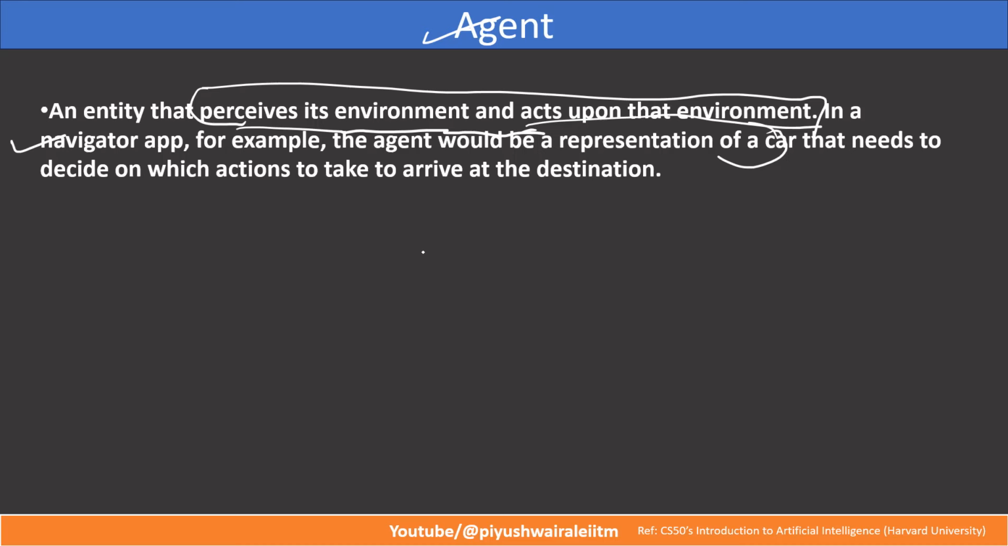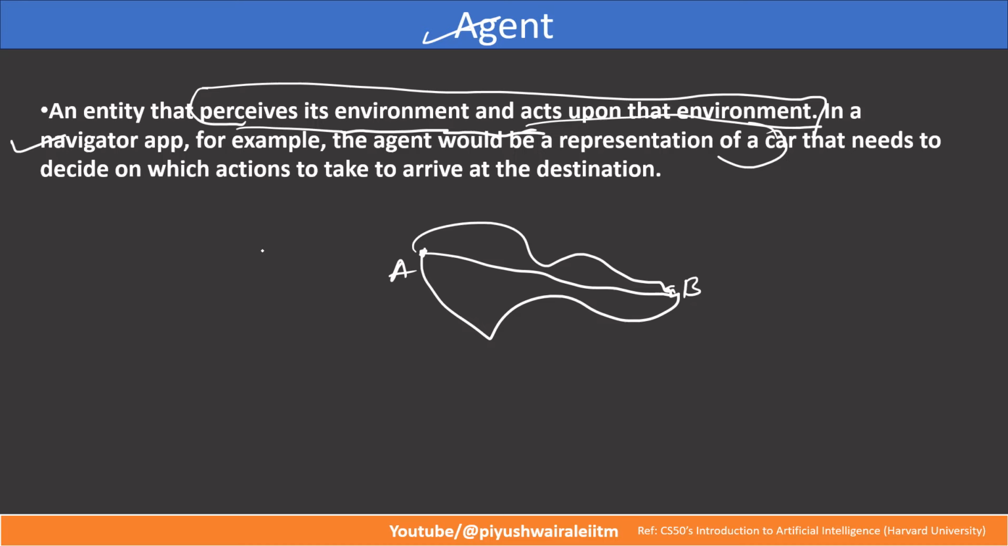Suppose this is point A, this is point B, and these are our three routes. I want to go from point A to point B by self-driving car. So in this case, my self-driving car will be the agent. Now this car needs to think, what different actions should I take to reach this particular point, right? In a particular sequence, and also with the minimum time. So that is what the agent will do, right?